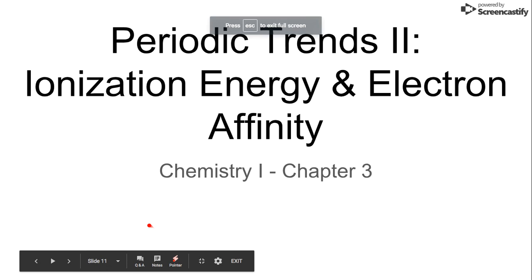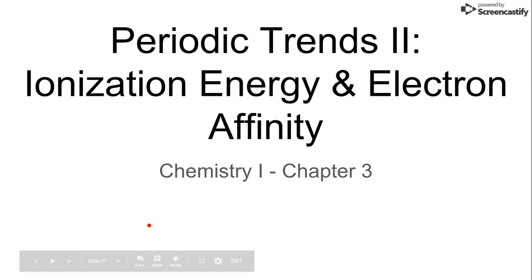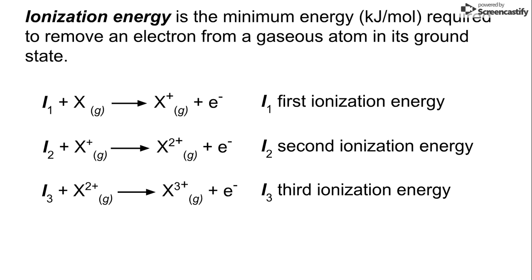So we are going to continue our discussion of periodic trends. And just as a reminder, everything has to do with that effective nuclear charge, how strongly the nucleus can hold on to its electrons. So the two trends that we're going to talk about in this video are ionization energy and electron affinity. Now, we're going to take them in pieces, and before we talk about what the trend is, we're going to define what these things are, just like we defined atomic and ionic radius in the previous video.